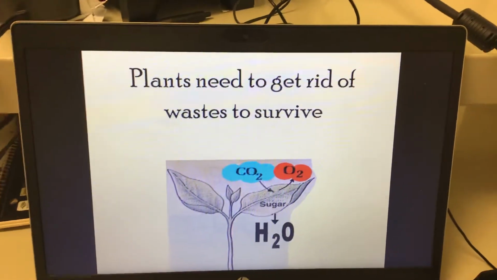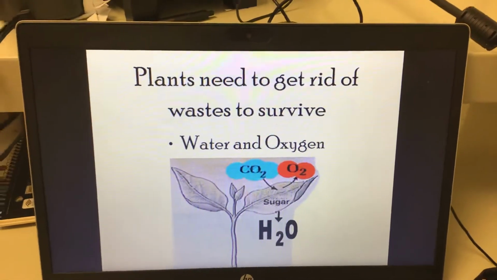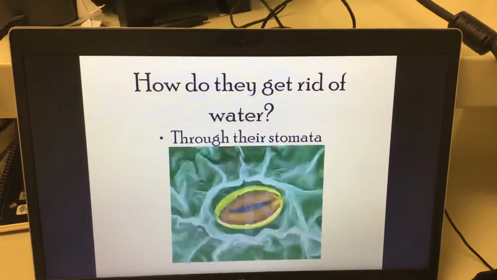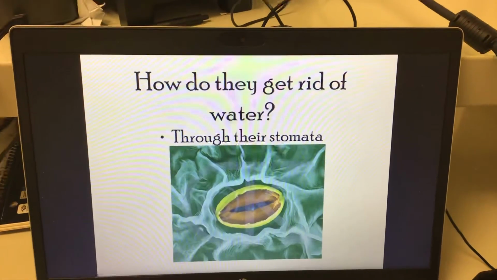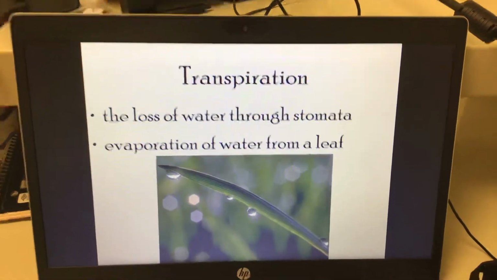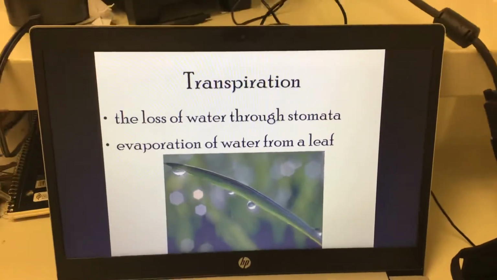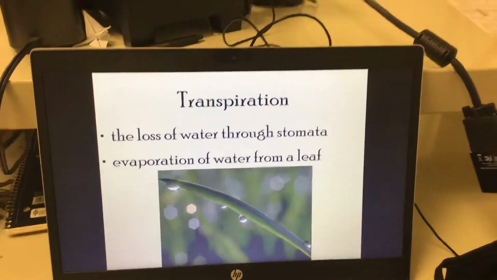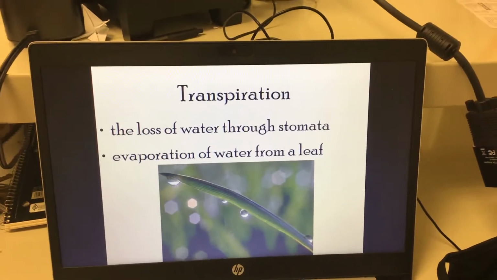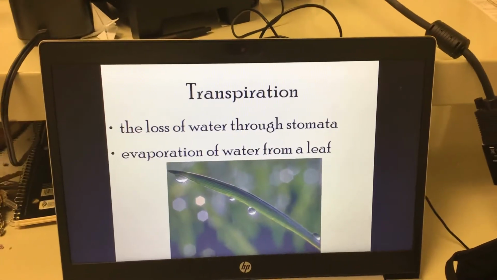When plants need to get rid of waste, what waste is it? It's water and oxygen. And they get rid of it through their stomata. I do want you to write this down. Transpiration. The loss of water through the stomata. Evaporation of water from a leaf.